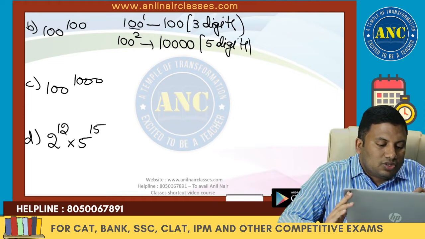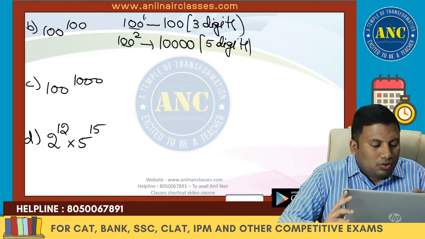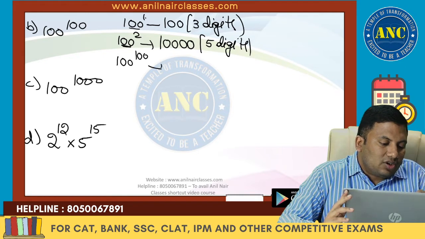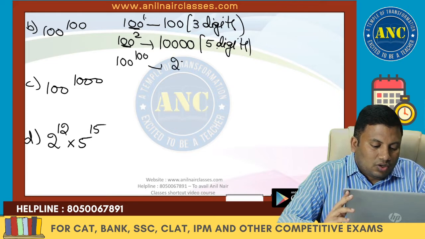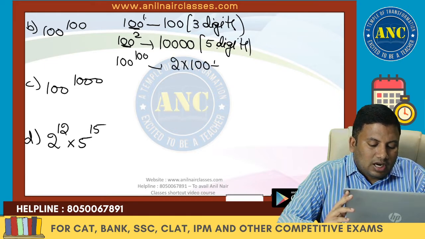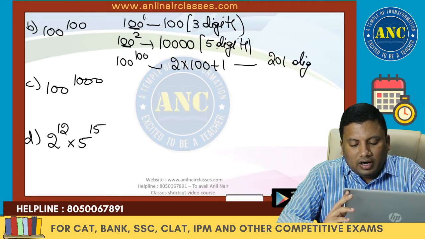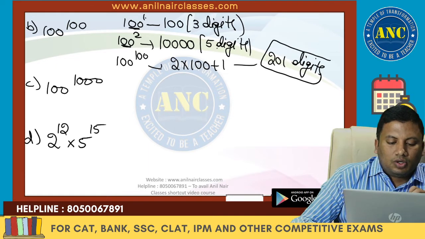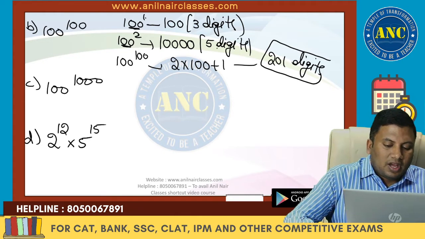Here there are 2 zeros. 2 into 1 plus 1, 2 into 2 plus 1. So for 100 power 100, 2 zeros are there, so total it is 2 into 100 plus 1. The answer for the first question is 201 digits for 100 power 100. I hope the idea is clear. Number of zeros is 2: 2 into 1 plus 1, 2 into 2 plus 1, 2 into 100 plus 1.